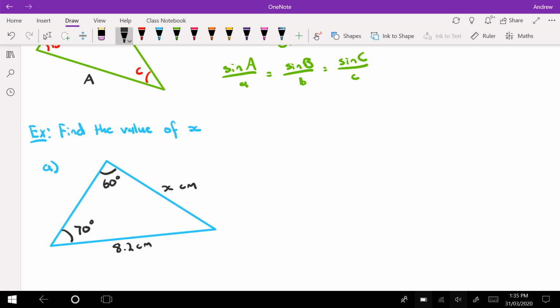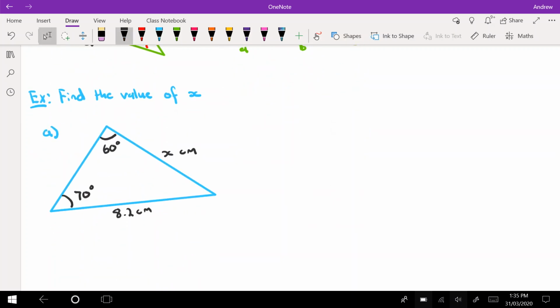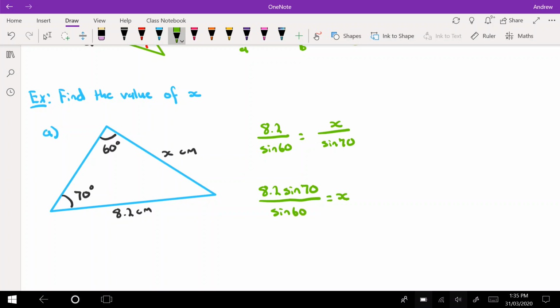So, in case we didn't pick up on it before, we're always comparing ratios of the opposite side. Sorry guys, that should have been lowercase the entire time. a is always going to be to sine A because it's opposite. c is always going to be to sine C because it's opposite. So, in terms of my equation here, it's going to be 8.2 over sine 60 equals x over sine 70. Now I just have to multiply both sides by sine 70. So it's going to be 8.2 sine 70 over sine of 60 is equal to x. And so x is going to equal 8.9 centimeters.